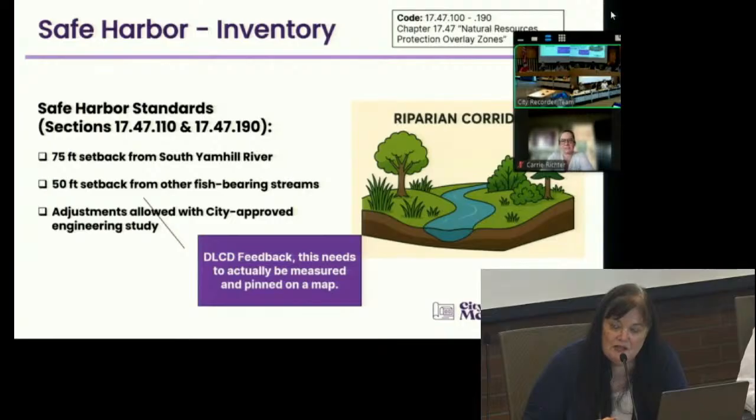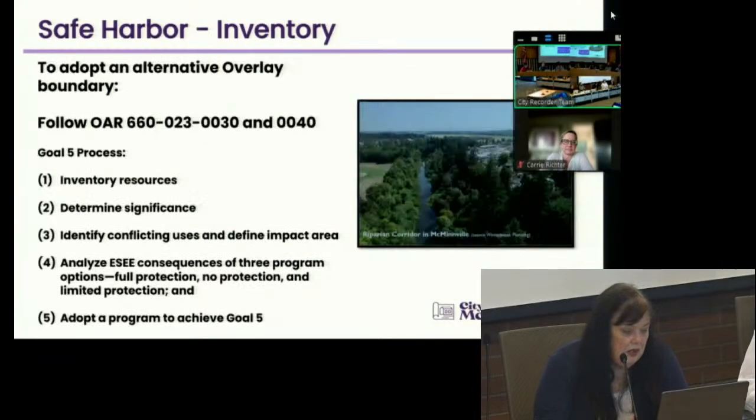And the response was, if you don't want to use the safe harbor in the database, you have to do your own inventory. So you have to go out on site and survey everything, and then go through a process of identifying that on a map. So that's a ground survey. And then you have to do the ESEE analysis on top of that work as well. So that's what this says: if we're not going to use the safe harbor, that's the type of work we need to do for that.